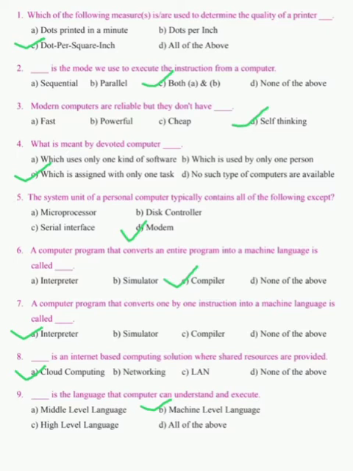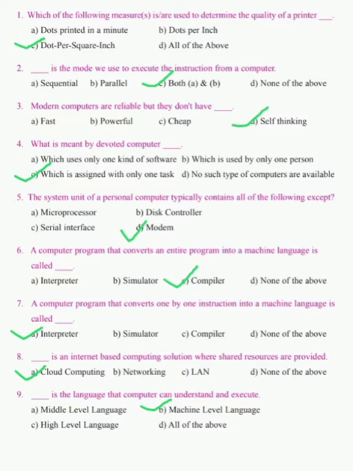Dash is an internet-based computing solution where shared resources are provided. A. Cloud computing. B. Networking. C. LAN. D. None of the above. Answer: Cloud computing.